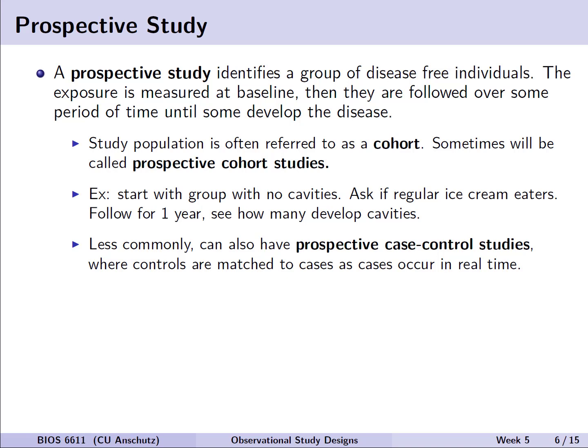For example, if we start with a group of individuals who have no cavities and we ask them if they regularly eat ice cream or not, we may follow them for 1 year then to see over that time period how many develop cavities based on that behavior. Now, less common, but also still possible, we can design prospective case control studies where controls are matched to cases as a case pops up or occurs in real time. So potentially we are identifying individuals who develop a cavity. We try to match those to individuals who would be controls who don't develop cavities.